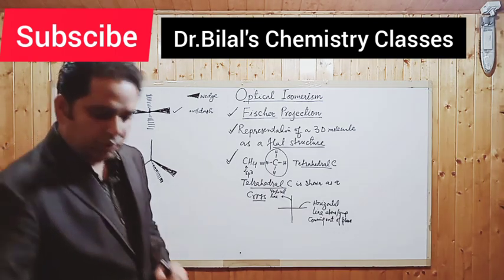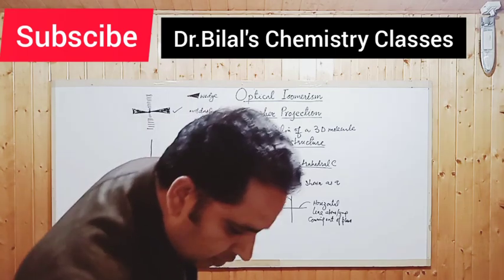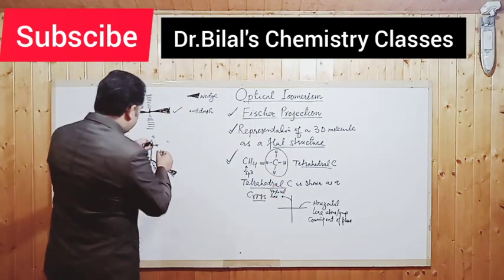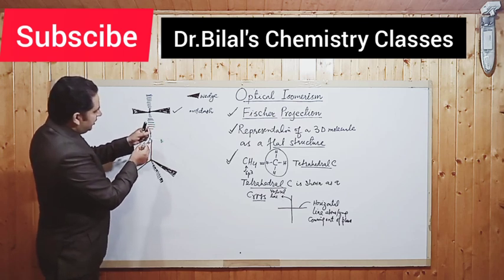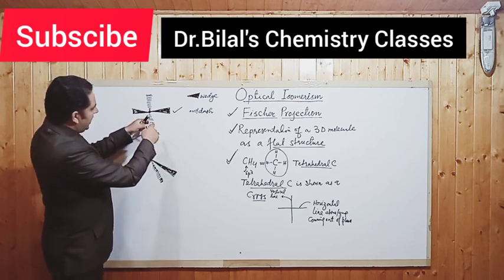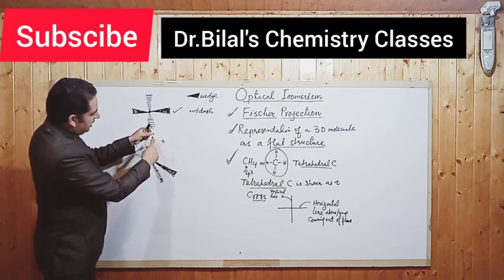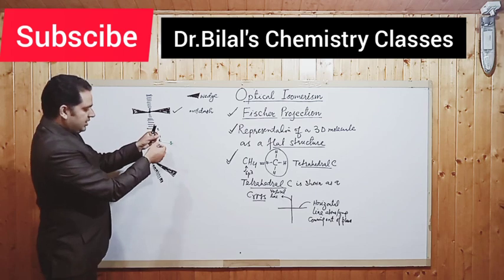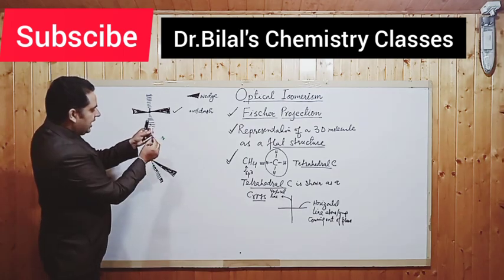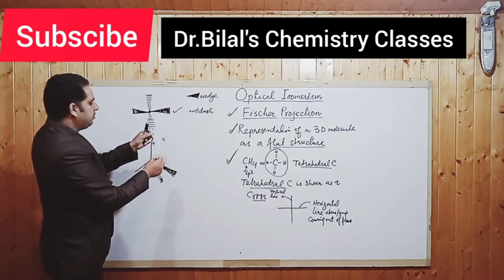So again I will show you with this model. This is a broken model, I have mended. You can see these two groups, this and this. I can show it like this. These two groups are in the plane, and then these two, one is getting out of the plane, the other one is getting into the plane.